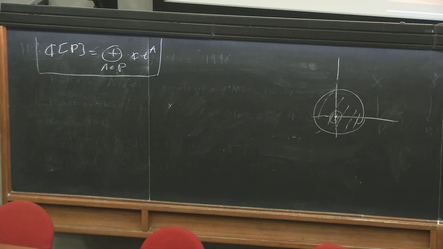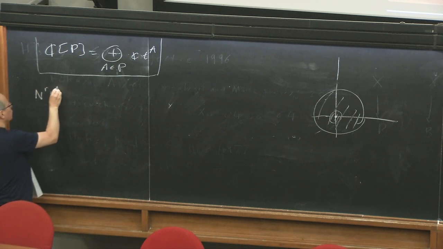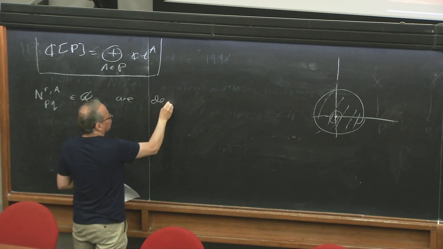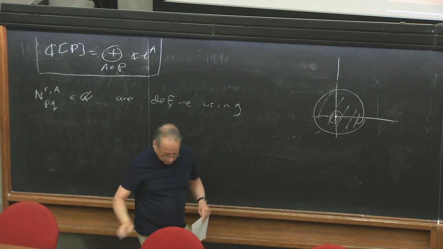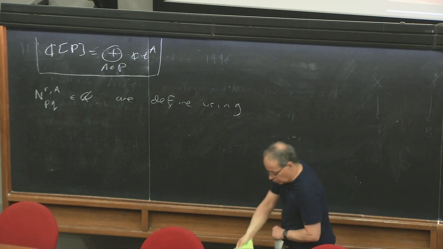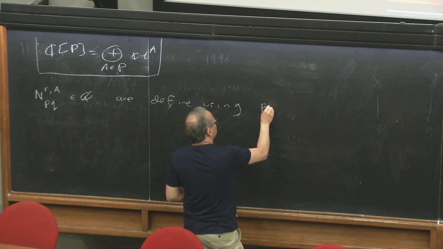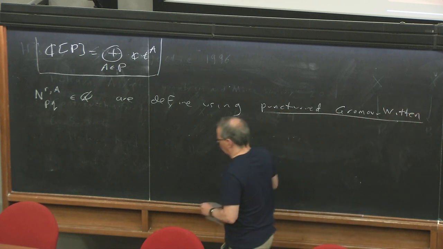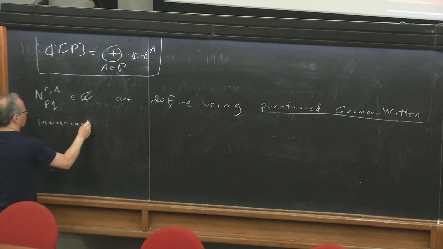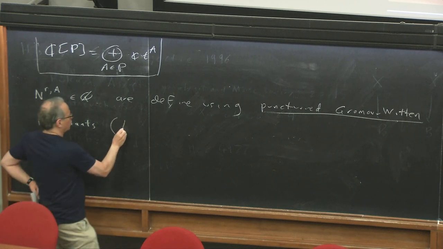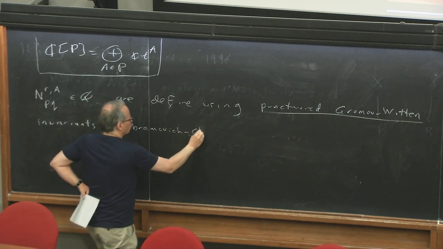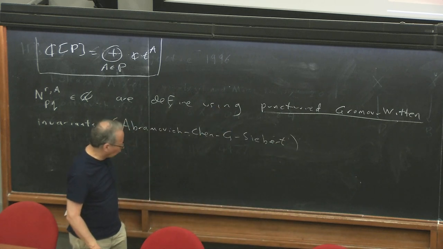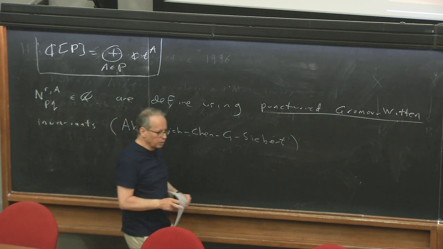Okay, so here comes the subtle part. These numbers, which in fact will be rational numbers, are defined using a relatively new kind of Gromov-Witten type invariant, which we call punctured Gromov-Witten invariants. And these were developed jointly with Abramovich, Chen, myself, and Siebert. Roughly in the period between 2015 and 2021, there have been about three or four versions of the paper, so I don't even remember when we really actually managed to do it.